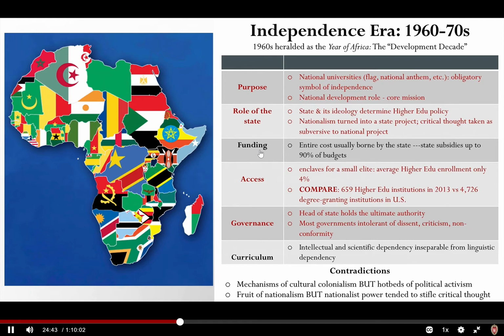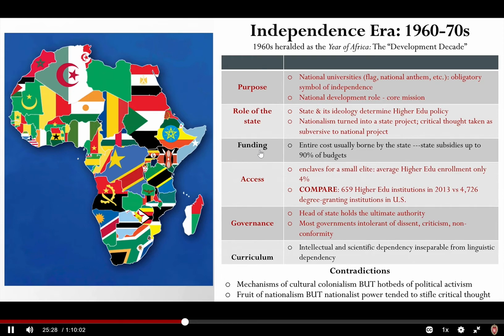I mentioned this earlier on. The 1960 to 1970 demarcation is important because I'm using it to recognize that following the independence of Ghana in 1957, a significant number of African countries gained independence in 1960, but also soon afterwards. Other countries obviously gained independence later on. Zimbabwe, as an example, gained independence in 1980. But the sheer proportion of African countries that gained independence during 1960 to 1970 accounts for why the 1960s were heralded as the year of Africa, but also as the development decade on the continent.